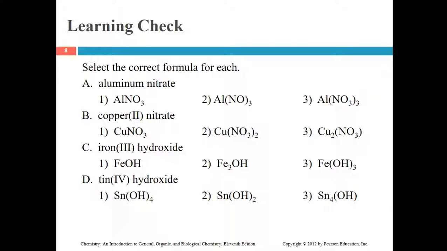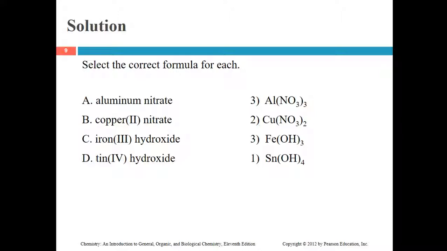All right, select the correct formula for each. So pause it and see if you can do it. Aluminum nitrate. Aluminum is a +3. So that means we need 3 nitrates. So we would put that 3 right here to designate that we need 3 nitrates, because nitrate, remember, is a -1 charge. Copper 2 nitrate. Well, copper is a +2 charge. Nitrate's a -1 charge, so that means we need 2 of the -1 charges to balance out this +2 charge here. Hence, 2 of our nitrate groups.